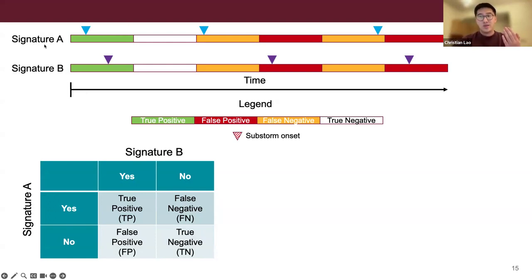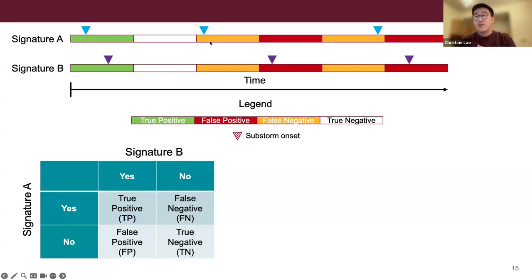We have signature A in the top left here. I'll just go through this figure. Signature A in the top, so it should be in the bottom. We have substorm onsets that populate the time series, and as time goes from left to right. So our first window on the top left here has an event in both signature A and signature B. So it's a true positive, and we labeled it as so in green. The next window along has no event in signature A and no event in signature B. So it's seen as a true negative, labeled in white.